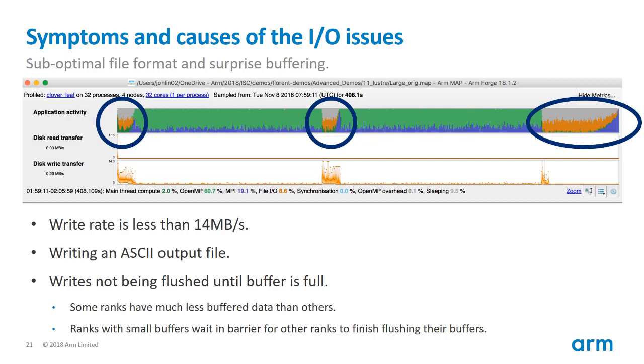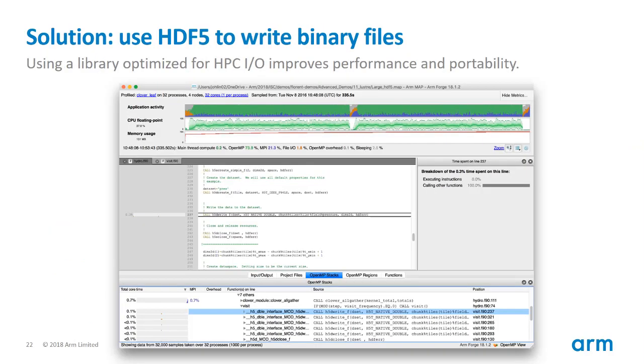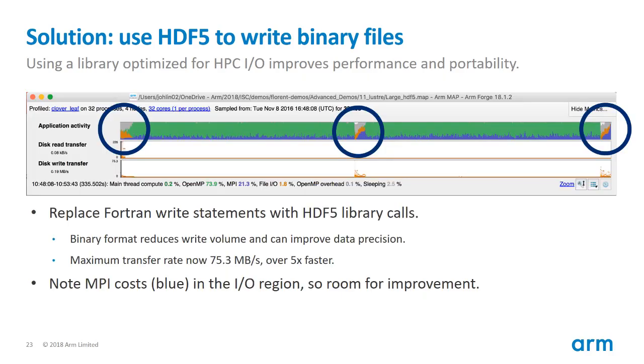So the solution was to replace this naive end-to-end approach with calls to HDF5. Now, this had a lot of clear benefits. Not only does the I/O behave as expected, but it's also much more efficient, and the application overall is running faster. Instead of writing ASCII files, HDF5 uses a binary format. In this case, it means the output files are smaller and the data are more precise.